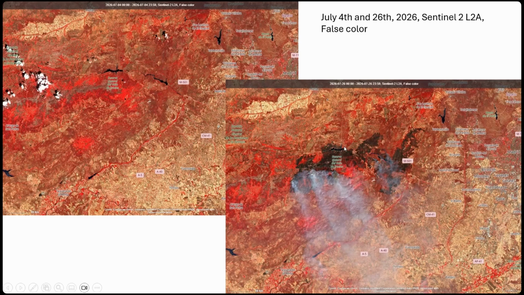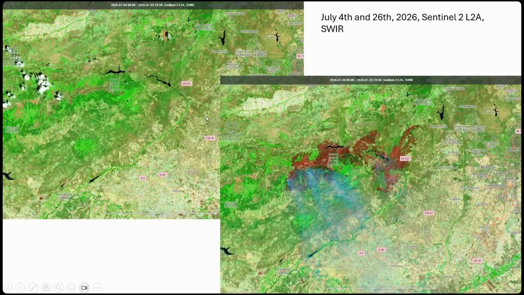However, maybe the best product to use is SWIR, or shortwave infrared. It is highly sensitive to moisture content, so it's not just that you see the vegetation, you can also see how healthy it is. If it's darker, then it means there is less moisture in the plants than when it's really bright green, like here.